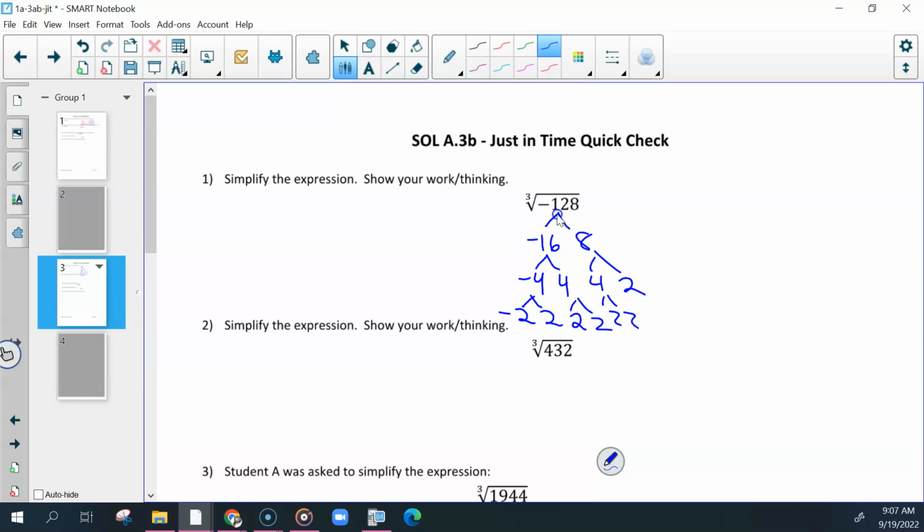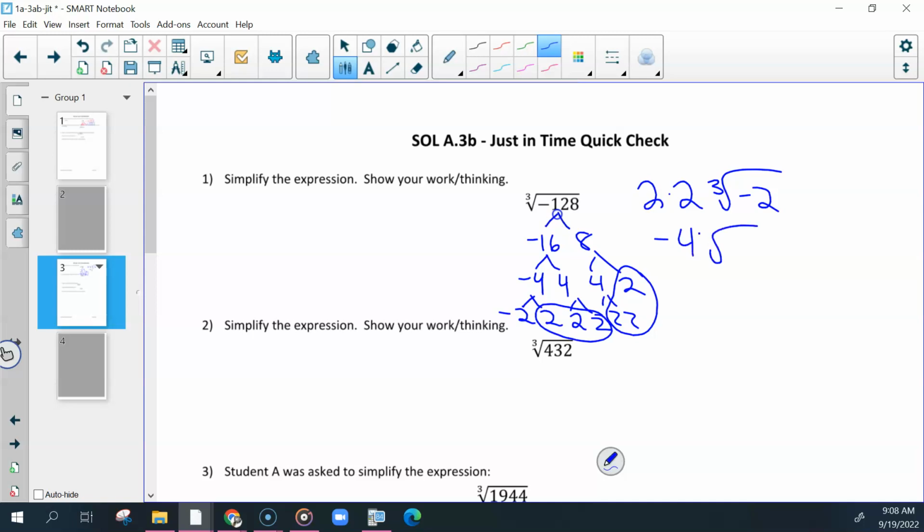And then I split off my 8 into 4 and 2, and then my 4 into 2 and 2. And then I move my 2 groups of 2, because we have it to the 3rd power, or it's cubed. So I move my 2 3s out. You get what I'm saying? Yes. Okay. Your 2 groups of 2, you move that out. Yes. And then I multiply those 2 together, and I get 4. And then inside the radical, I'm left with -2.